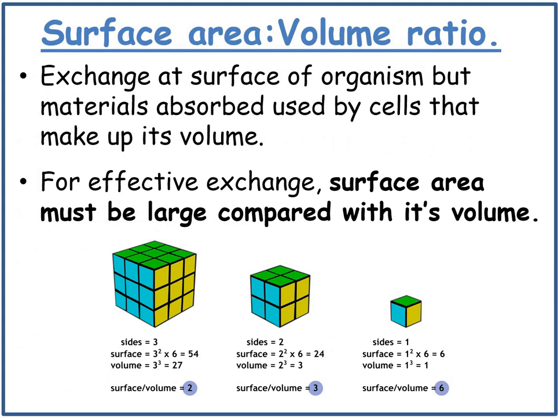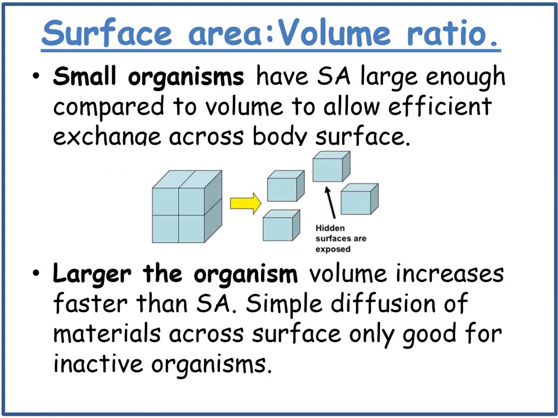The surface area to volume ratio. Exchange happens at the surface of an organism. However, materials that are absorbed are used by cells and make up its volume. So for an effective exchange, the surface area must be large compared to its volume. So small organisms have a larger surface area to volume ratio, whereas larger organisms have a smaller surface area to volume ratio. So therefore, simple diffusion of materials across the surface of a larger organism would only be good for inactive organisms.